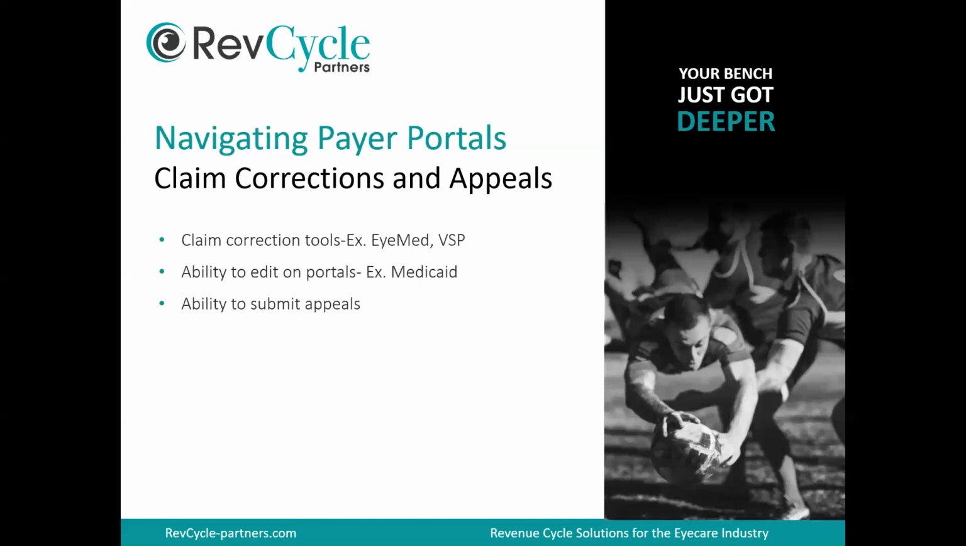Not only do portals allow for claims corrections, some also allow for submission of appeals through their portals. Taking advantage of the ability to submit appeals allows you to see that an appeal has been received, removing the uncertainty with mailed appeals. With online appeals, generally you are given a reference number and a timestamp, which is helpful if making calls to check on the status of an appeal.